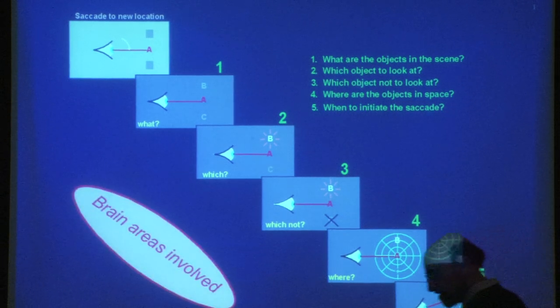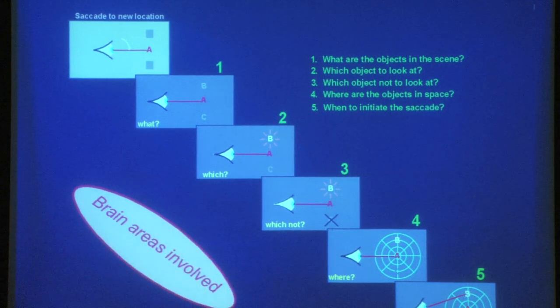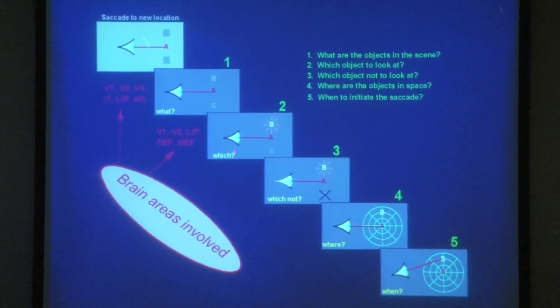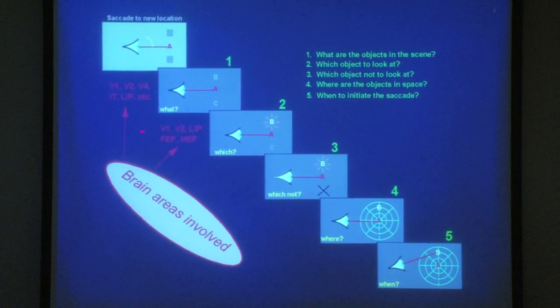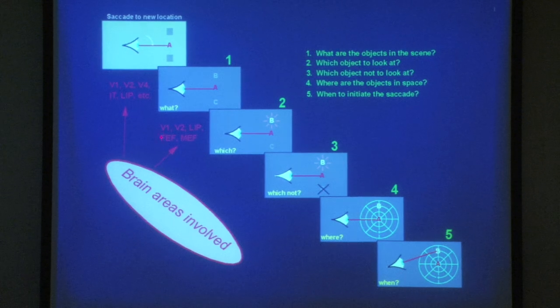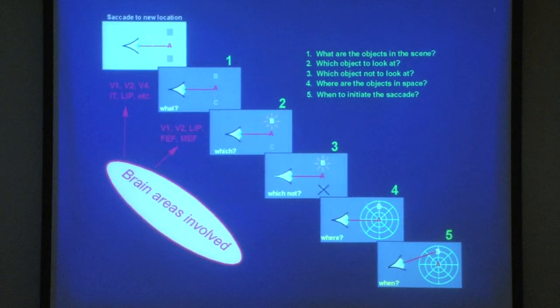So now, in a very summary fashion, we can talk about the various brain areas involved. Quite a number of different areas are involved in the decision as to what these two stimuli are. They, of course, involve much of the visual system, including also LIP and several other areas. Then, when you have to make a decision as to which one to look at, again, several areas are involved, notably among them the frontal eye fields, LIP, and also the medial eye fields. Then you also have to decide which ones not to look at. That involves largely the same areas.